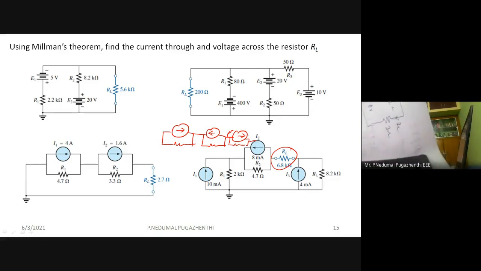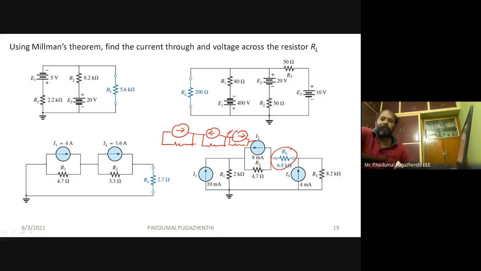So you can apply your normal methodology and find your answers. This is what Millman's theorem states, and how you can apply it. Any doubts here, please ask me. So use this to try to calculate the unknown parameters. In all the circuits, they are asking you to find the current and the voltage across the resistor RL. Every resistor is provided, RL is provided, so try to find it.